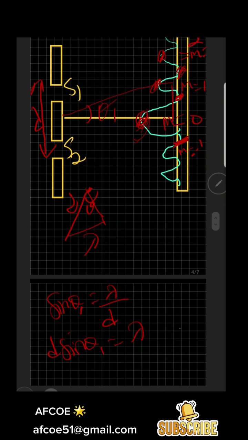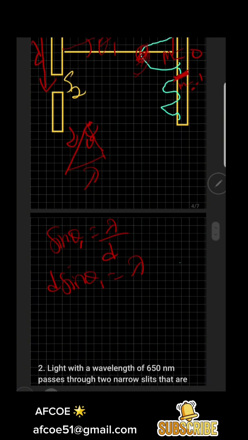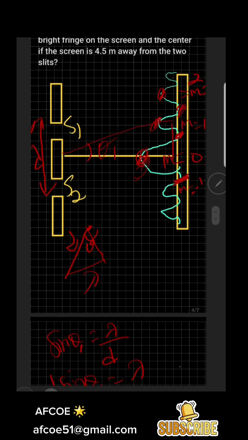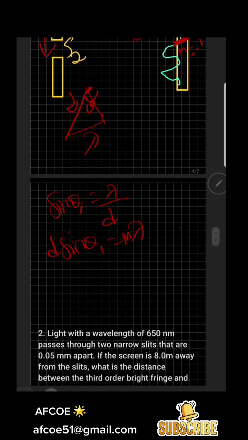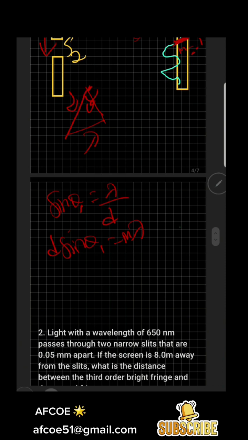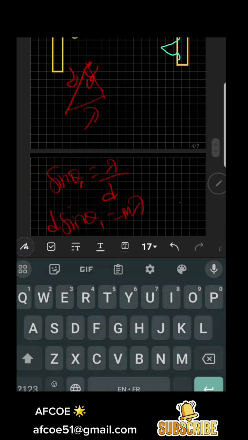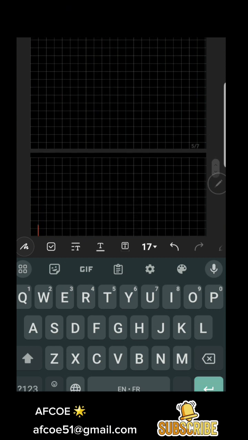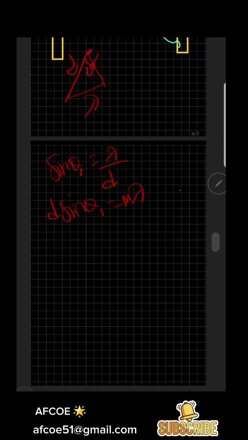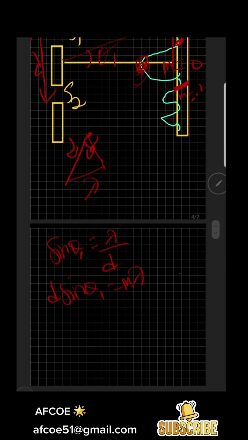And I'm associating this angle with the first bright fringe after the center, right? That is m equals 1. If I'm talking of m equals 2 or m equals 3, then this formula will have that m here. It depends on which order we are talking about. So that's the first formula you will find under this Young's double slit experiment.